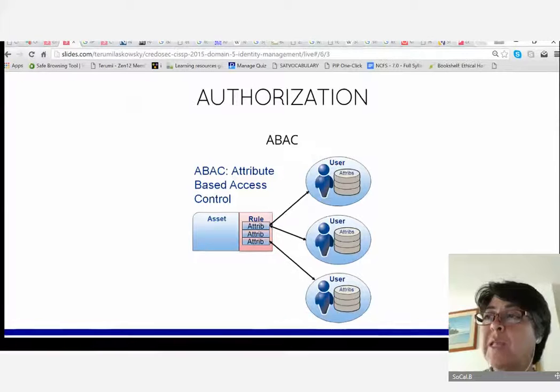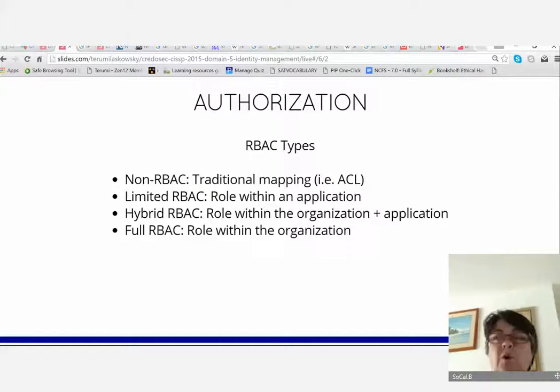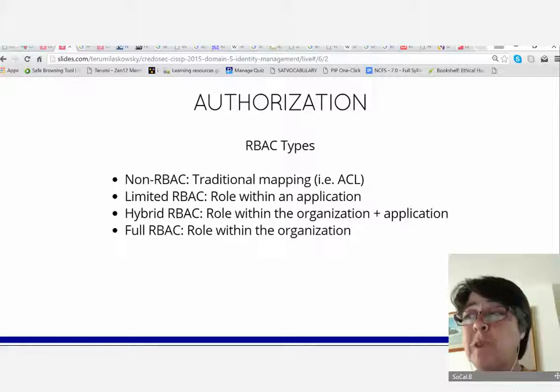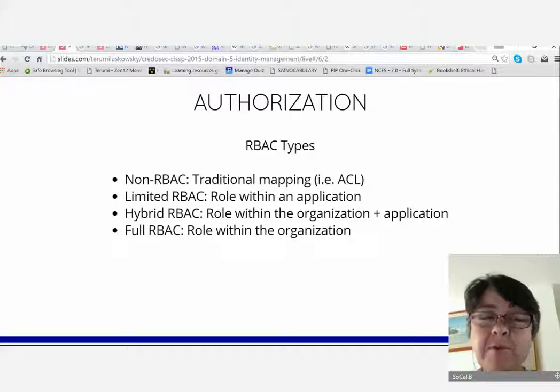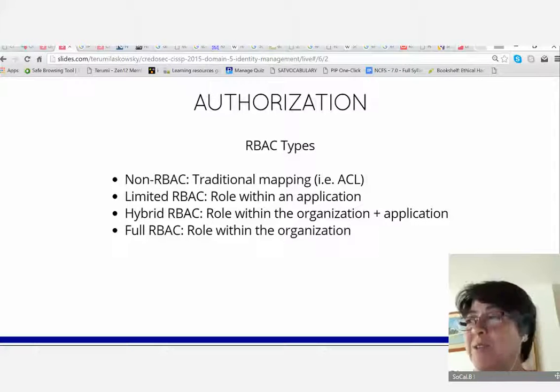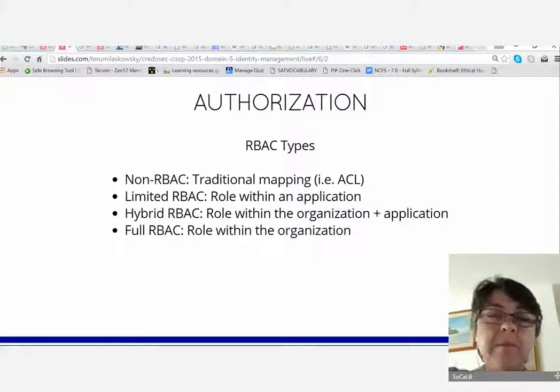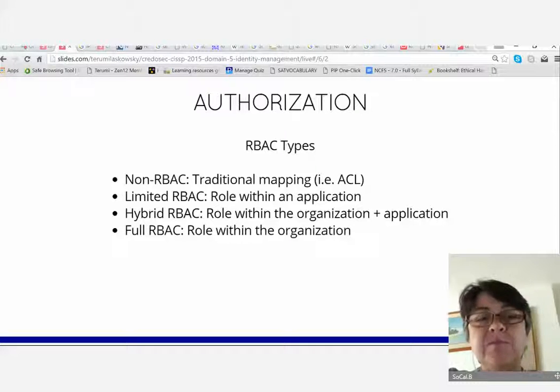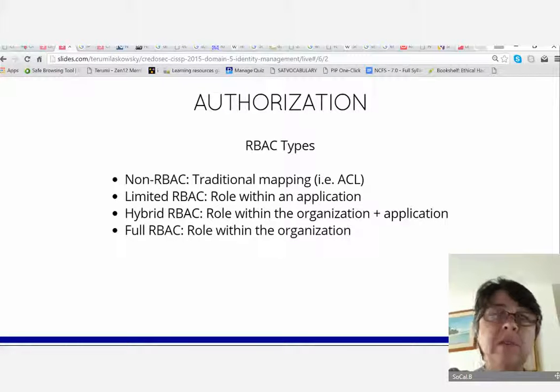Okay. So then let's go back to RBAC, because they do go pretty extensively into RBAC. And the very first thing they have is non-RBAC. I'm not sure why they put that in RBAC, because it's non-RBAC, right? So it is a traditional mapping of the ACL, access control lists. Okay. The second one is limited RBAC. So limited RBAC means that the RBAC that you have is only good for that application. It's not good anywhere else, right? You have an application, it's only good for that.